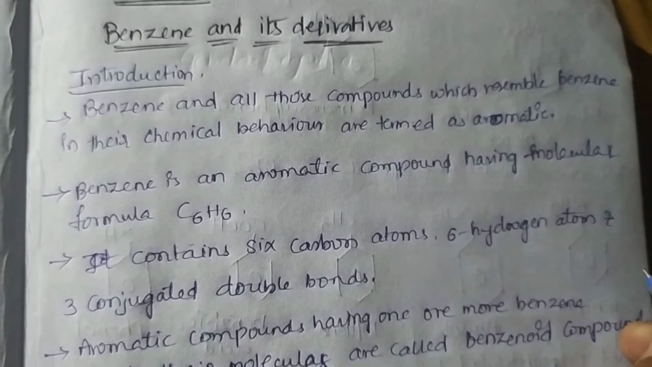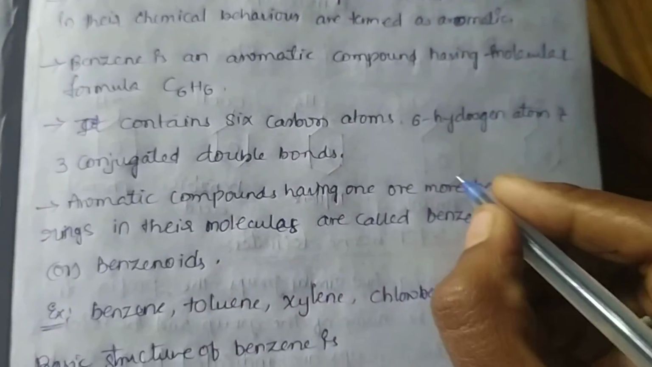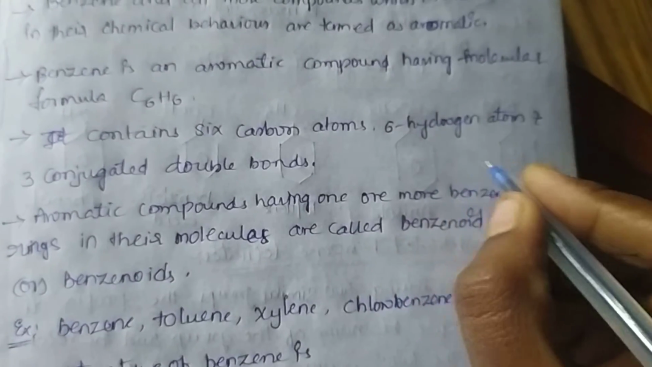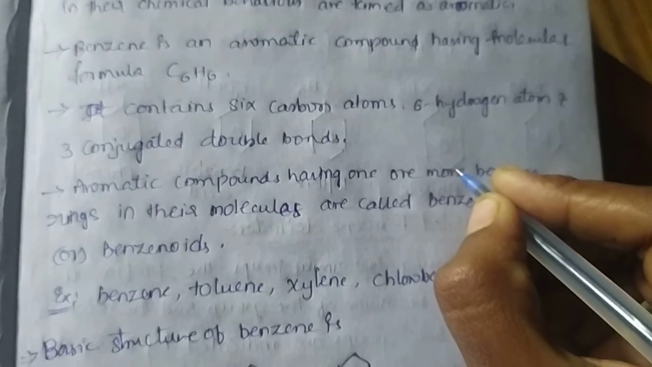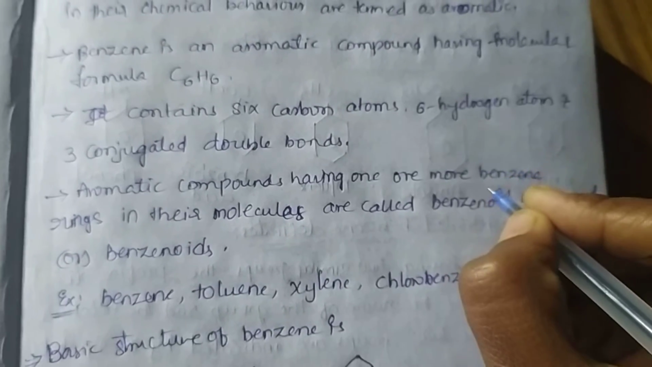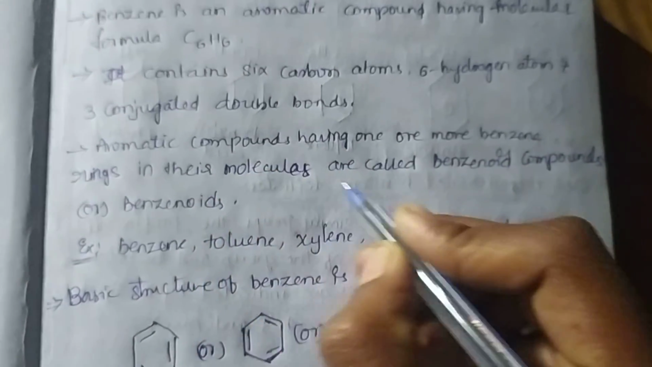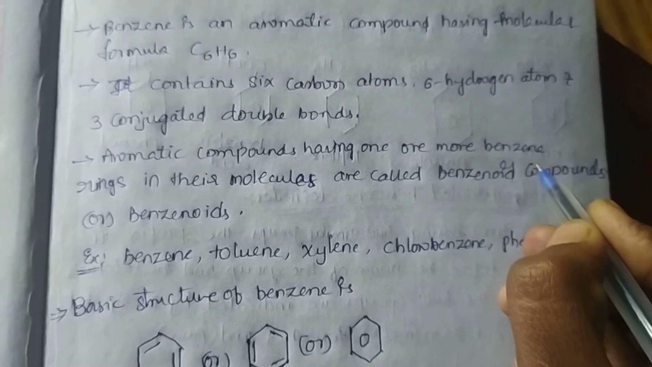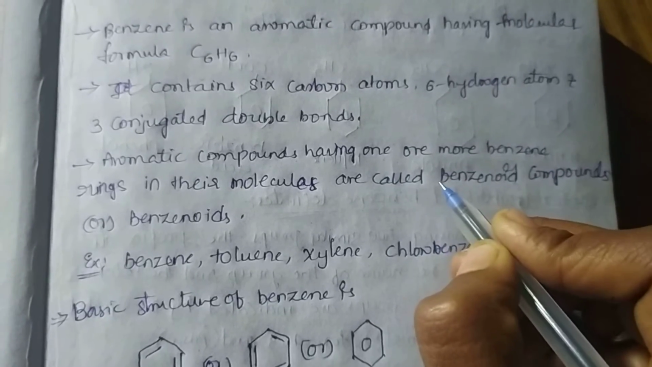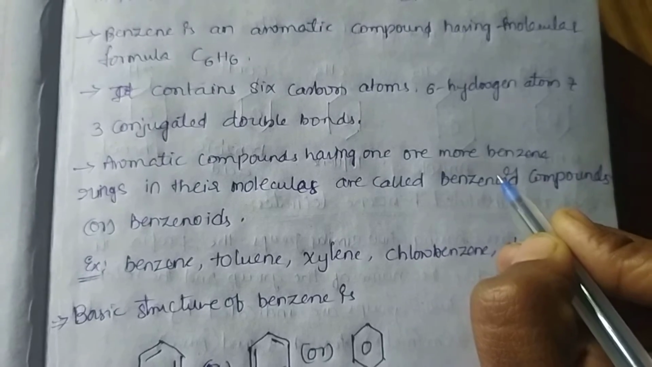Benzene is an aromatic compound having the formula C6H6. It contains 6 carbon atoms, 6 hydrogen atoms and 3 conjugated double bonds. Conjugated means alternating double bonds are called conjugation. Next, aromatic compounds contain one or more benzene ring structures in their chemical structure.